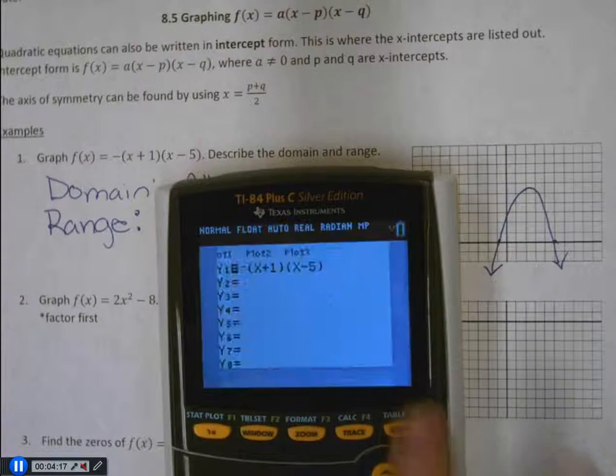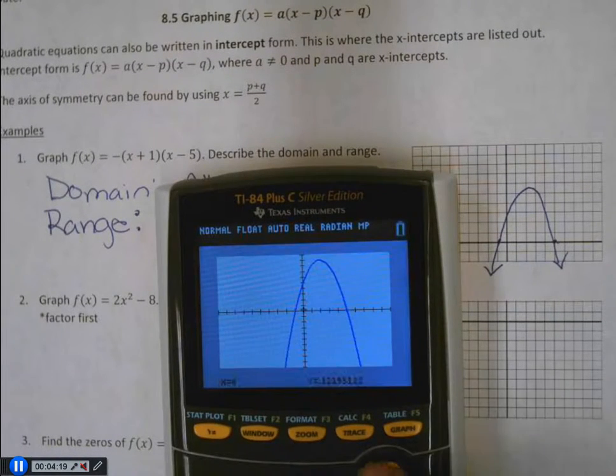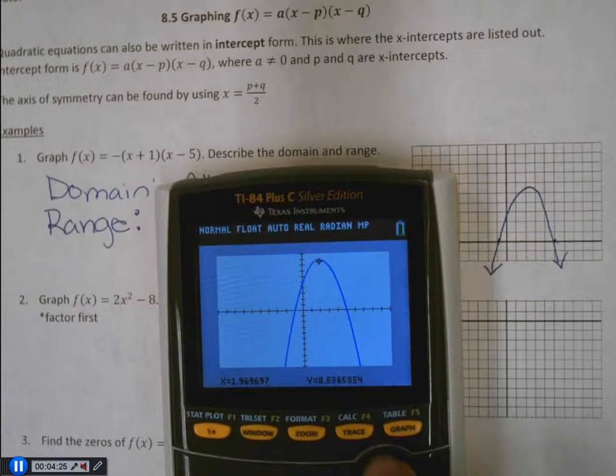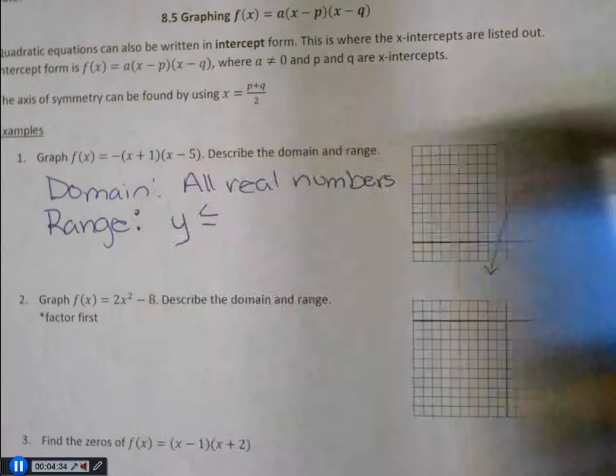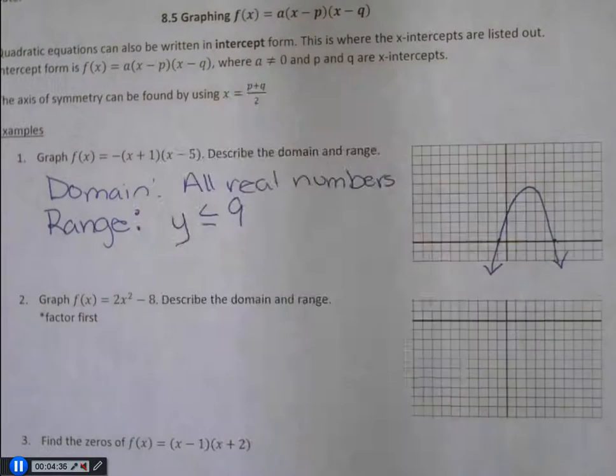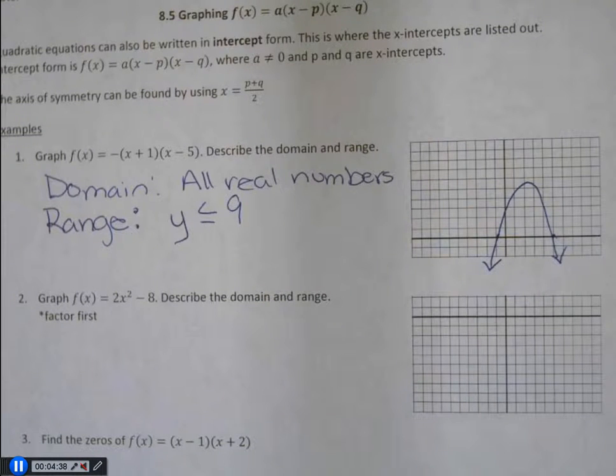And if I go back to my graph and look at the high point of my vertex, it'll give me my Y value. So, it says 8.9. I can assume it's 9. So, what I'm going to do is Y is less than or equal to 9. Questions there?